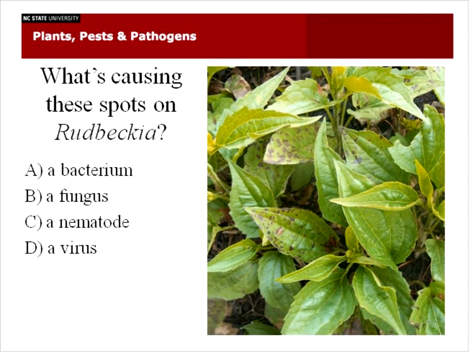Here is a Rudbeckia, a black-eyed Susan, with some spots on it. And let's switch back to our A through D. Oh, you were quicker than I was. AJ, thank you. This one is not as straightforward as you might think because the spots are a bit unusual. They're reddish, different sizes, somewhat round but somewhat angular. They don't have as definite a shape as some spots do.